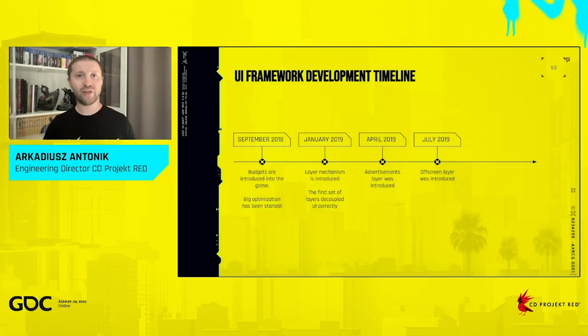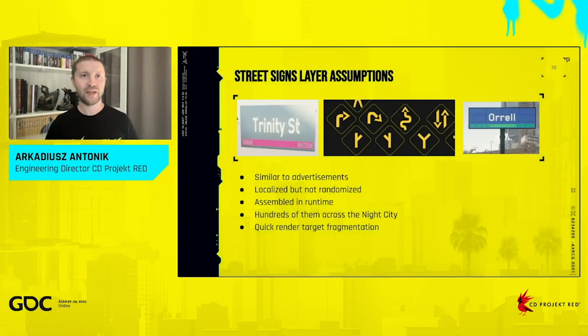We had more and more different UI types for 3D space. And in September 2019, we decided that we need to separate street signs from the advertisement layer to have better control over quality. The street sign layer assumptions were simple. They had to behave similar to advertisements, but with properly localized text and better quality to be able to read it. However, they don't need to be readable or even accurate from a larger distance, which is contradictory to advertisements.